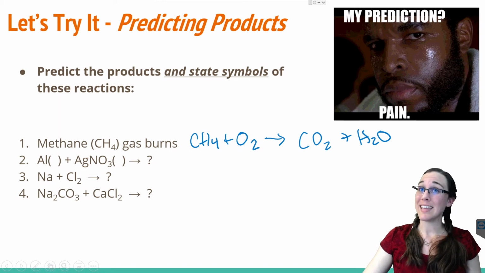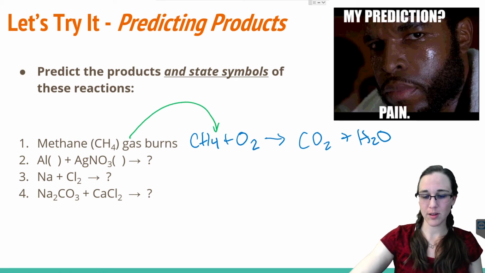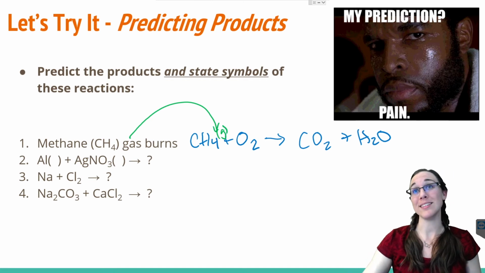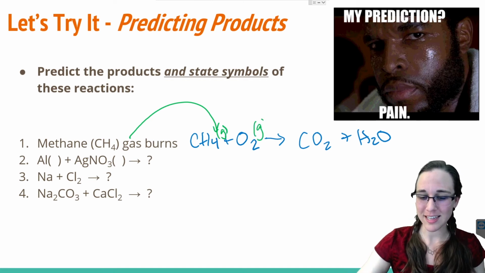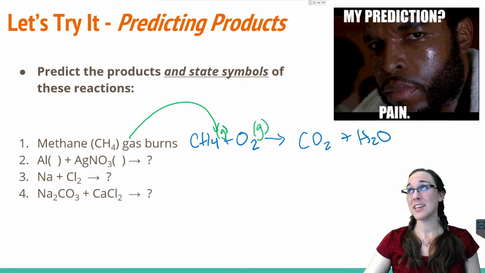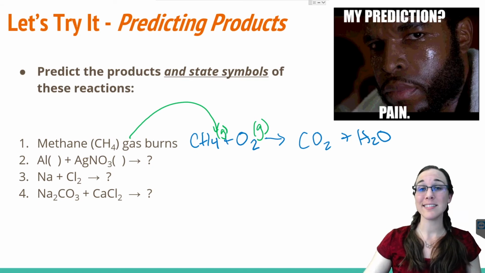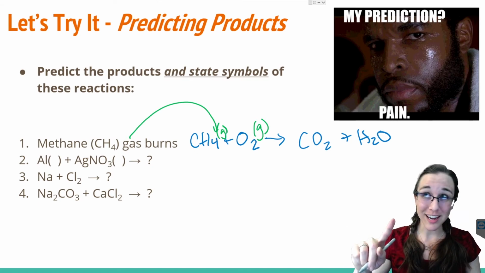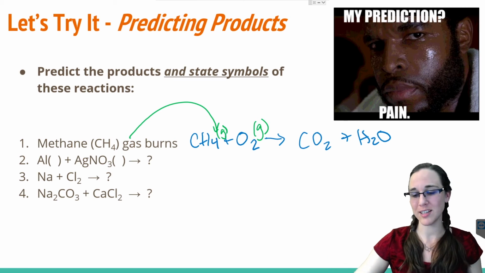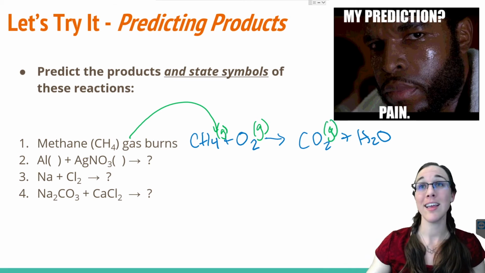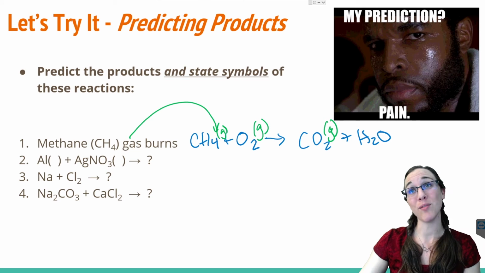How about the state symbols on that? CH4 is a gas. I tell you it's a gas, so we're going to put a little G after it in parentheses. We're going to put a parenthesis after the O2 and gas. CO2, also a gas, the thing that you breathe out every time you breathe, and provides plants with some necessary carbons. And last but not least, we have water, H2O.